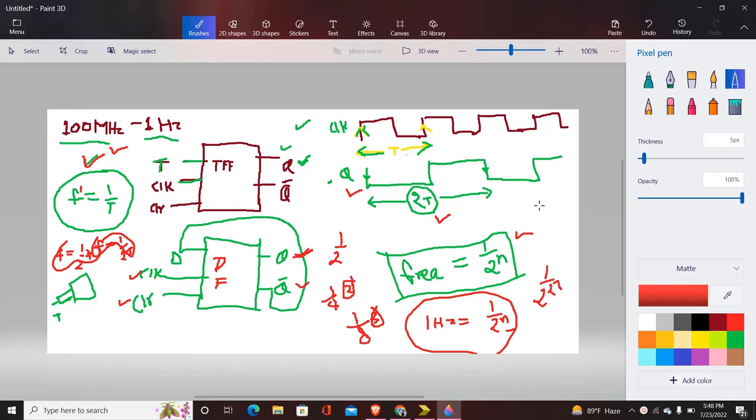Maybe I'll just calculate it. You can also try 2^27. This number is 134 million approximately. I just need to clean up some space basically.